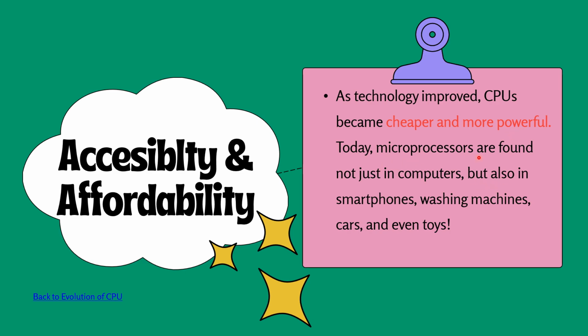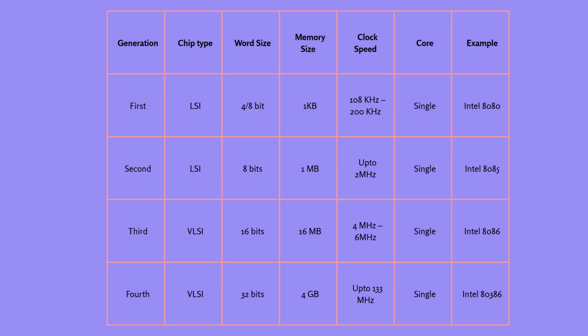Today processors are found not only in computers but also in smartphones, washing machines, cars and even toys. So almost in all electronic products we are using microprocessors nowadays. And this is about the generations of the microprocessor.